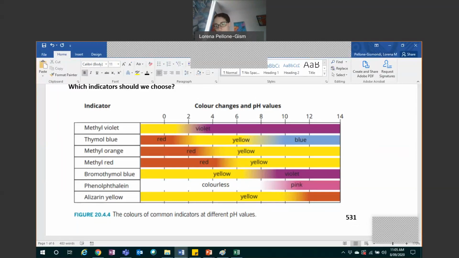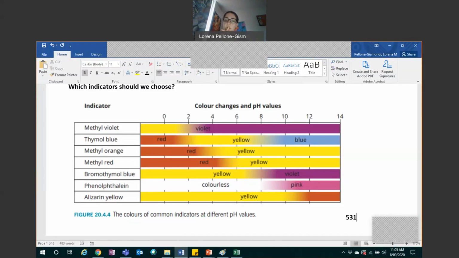Now, why would you pick different indicators? Well, it's because different acids and bases will have different pHs. So we might have a weak acid reacting with a strong base, a strong acid reacting with a strong base, etc. So we've got to pick different indicators for different purposes.